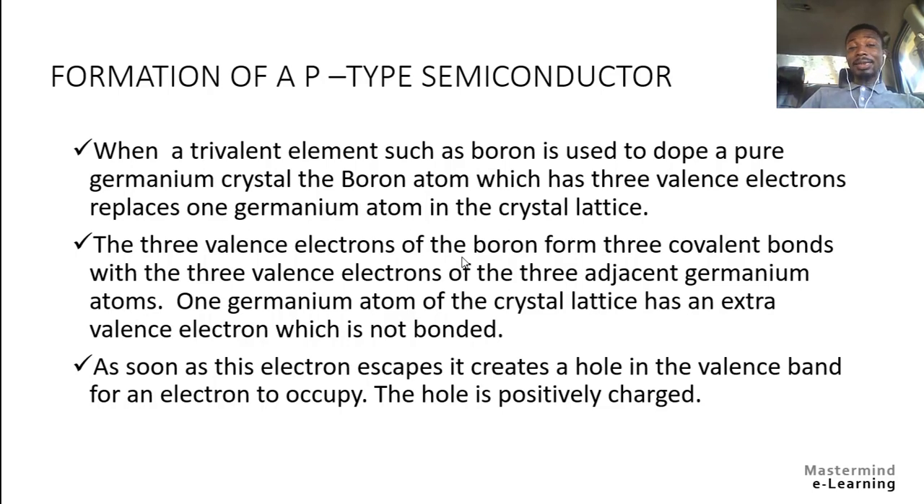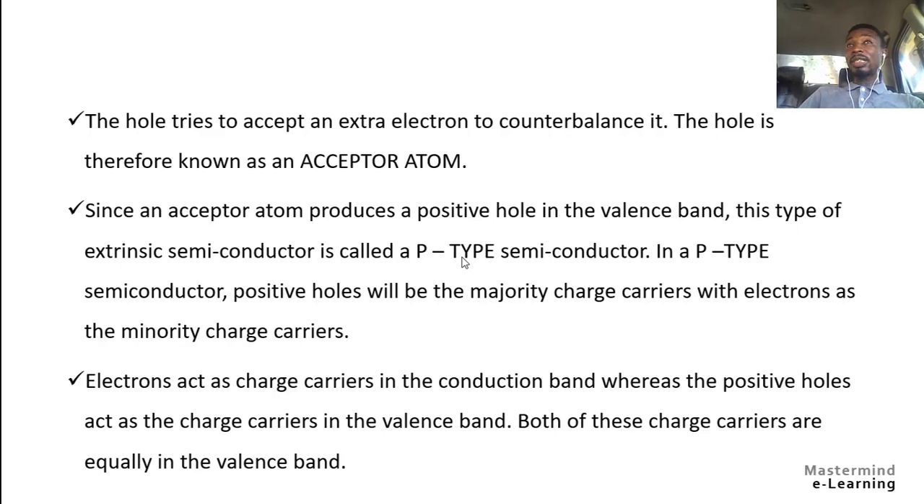As soon as this electron escapes, it creates a hole in the valence band for an electron to occupy. This hole is positively charged. This hole can accept an extra electron to counterbalance it. We call it an acceptor atom. Okay, so we say that it is an acceptor atom, or the boron is an acceptor atom.